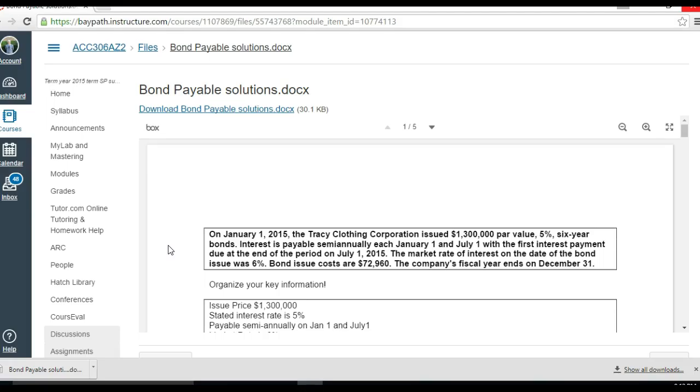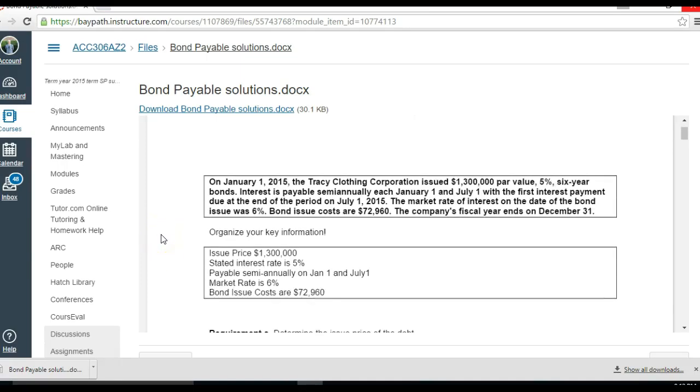So, when this happens, and it's very common, where the coupon rate does not equal the market rate, we have to use the present value tables. We have to find the present value of our bond and record it accordingly on our books. So first of all, what you want to do is organize the key information.